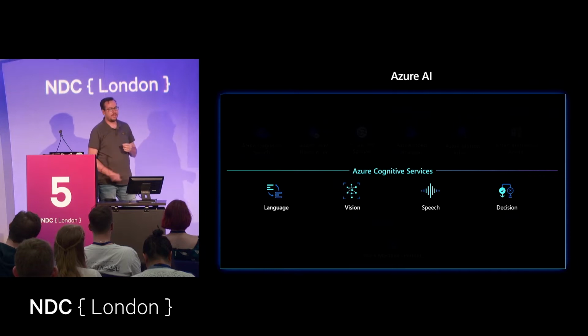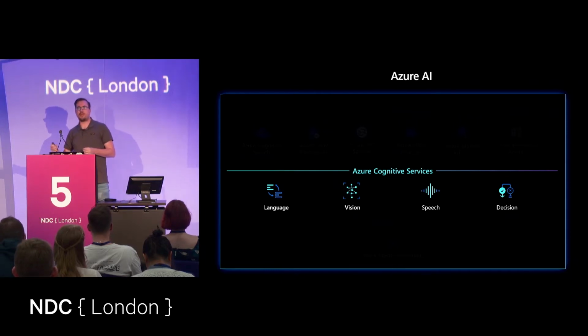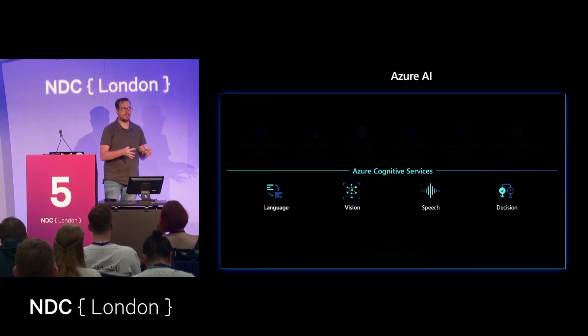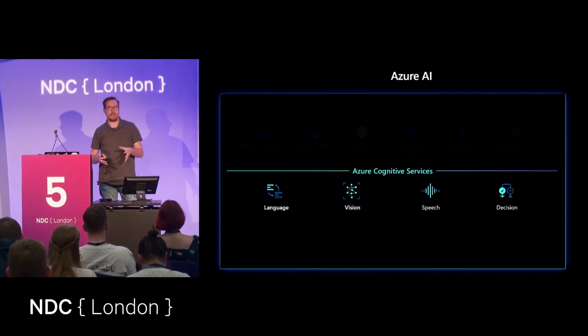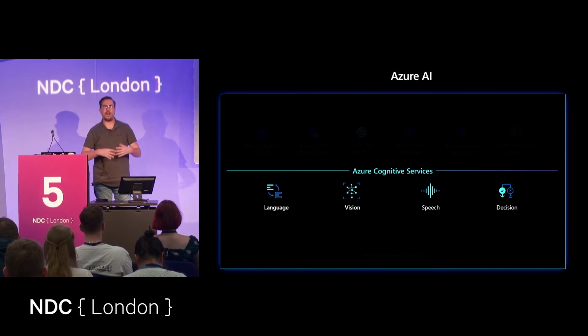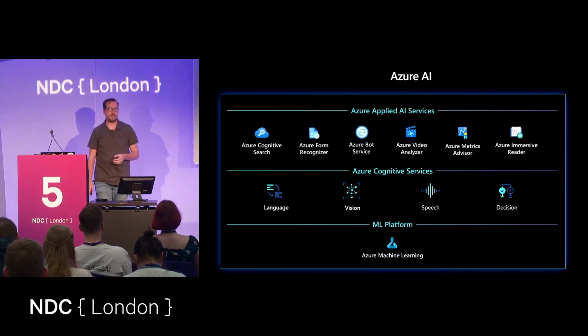On top of that, there are the Azure Cognitive Services. These are models trained by Microsoft, deployed for you nicely in an API. So the only thing you as a developer have to do is send data to an endpoint and get your response back. So you don't need to know how to train your models.